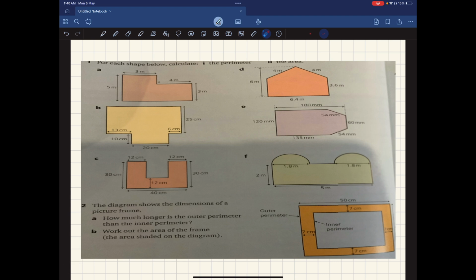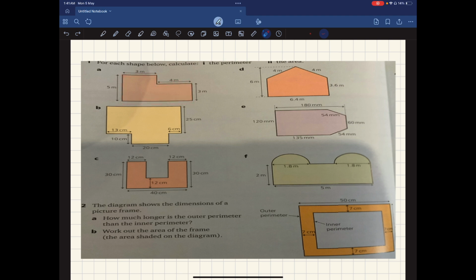Okay, let's have a look at these shapes. Here, if they're asking you to calculate the perimeter, it is simple. All you have to do is add: 3 plus 4 plus 5 plus 3. You need to calculate what this length is. If this is 3, this is going to be 3. So this is 2. So this length is going to be 2. And to calculate this length, if this is 4 and this is 3, this is going to be 7. So the perimeter of the shape is going to be 5 plus 3 plus 2 plus 4 plus 3 plus 7.